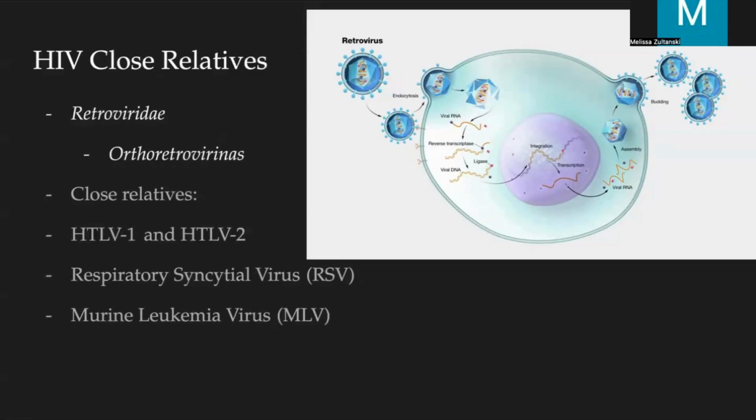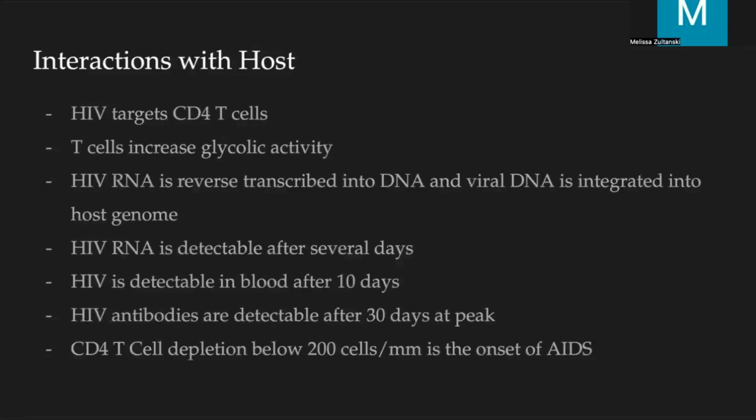HIV is a part of a large family of viruses known as Retroviridae, and it is a part of a subfamily under that family known as Orthoretrovirinae. Some close relatives are HTLV-1 and 2, and RSV and MLV.